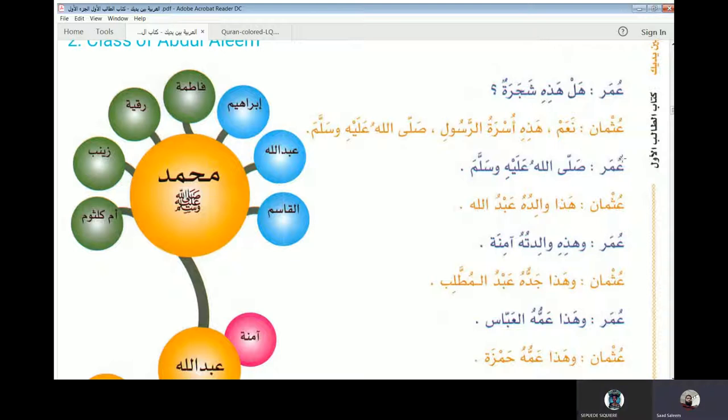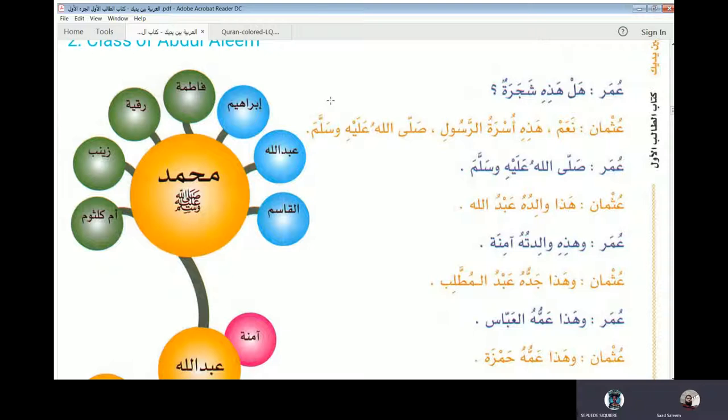Umar, hal hadhihi shajara? Is this a family tree? Translation: hal hadhihi shajara? Is this a family tree? This is a family tree, okay?